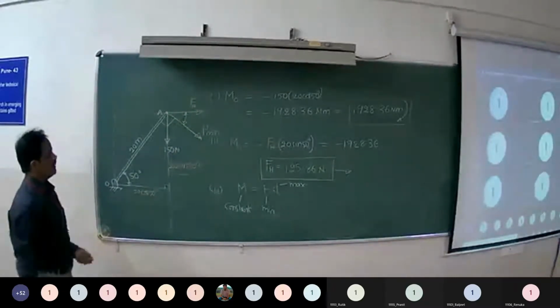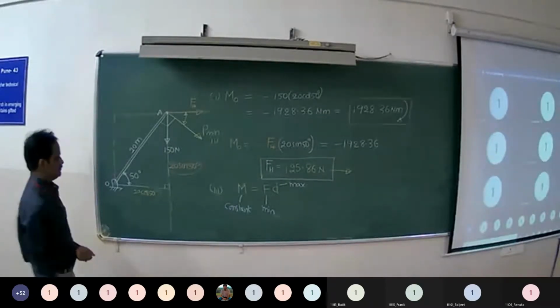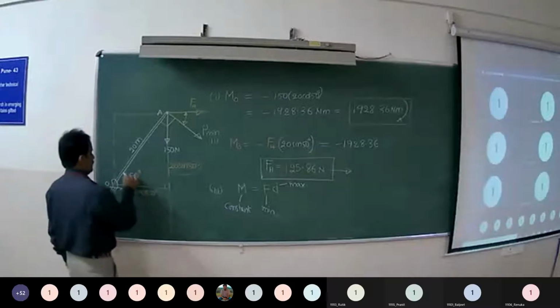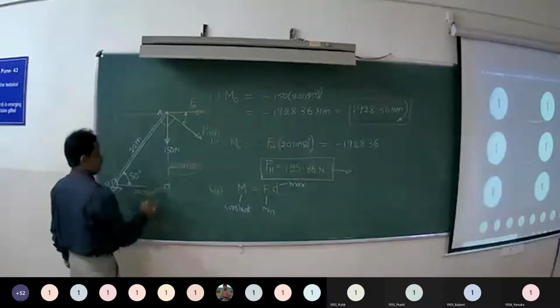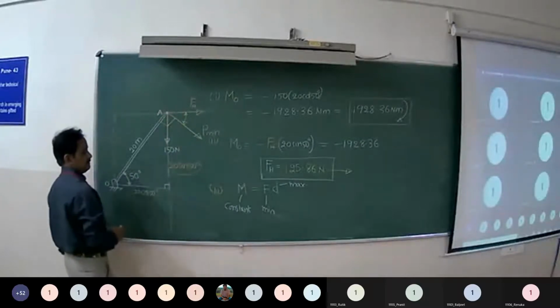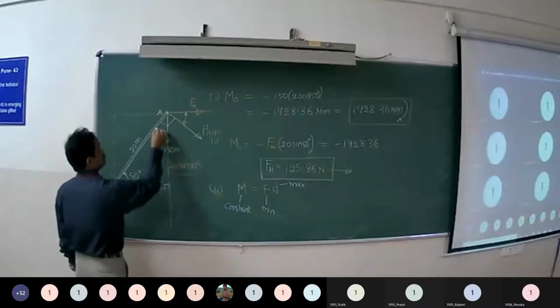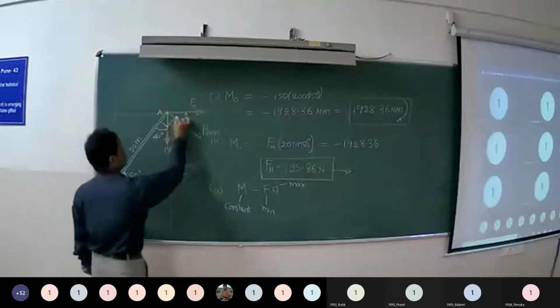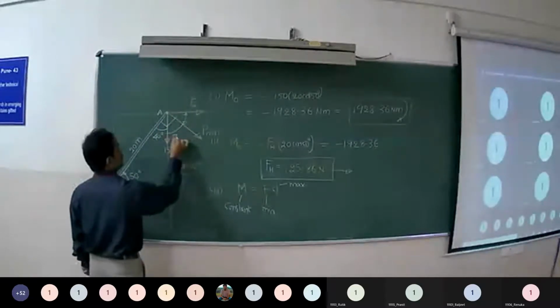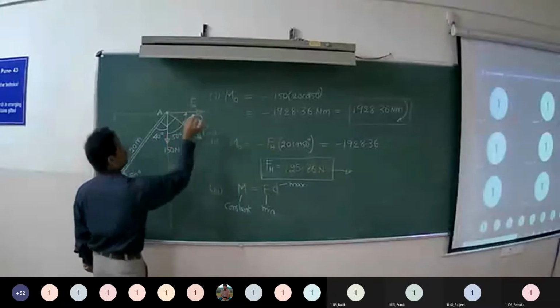What is the direction of minimum force? No, direction means angle. I'm talking about angle. 40 degrees. This is 50, 90, so you have this as 40. Again, this total is 90, so you will have this as 50. Therefore, this angle is 40.